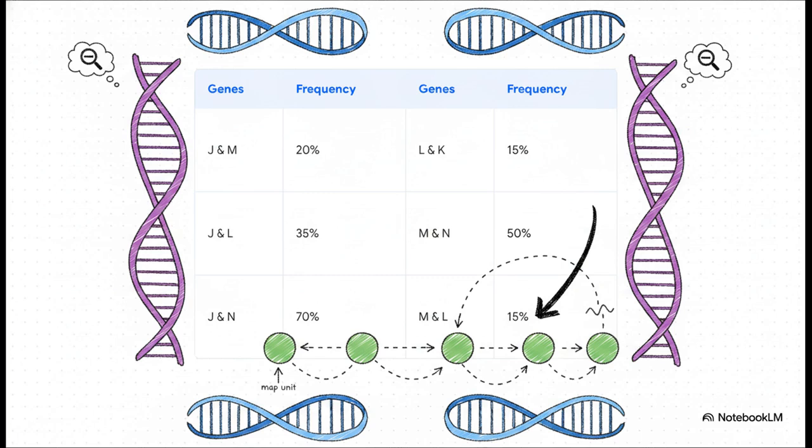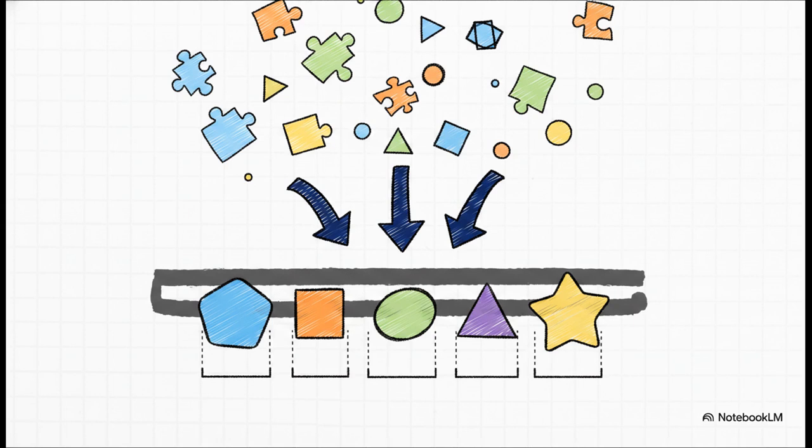You set those as your anchors at 70 map units apart, and then you just work your way inward by filling in the remaining distances step by step. So M sits 20 units from J, L sits 15 units from M, and K sits exactly 15 units from L and 50 from M. We reveal the final solution, JMLKN. This just proves that our mathematical detective method works every single time to reliably plot the physical layout of the chromosome. We're turning abstract breeding data into a totally concrete biological map.